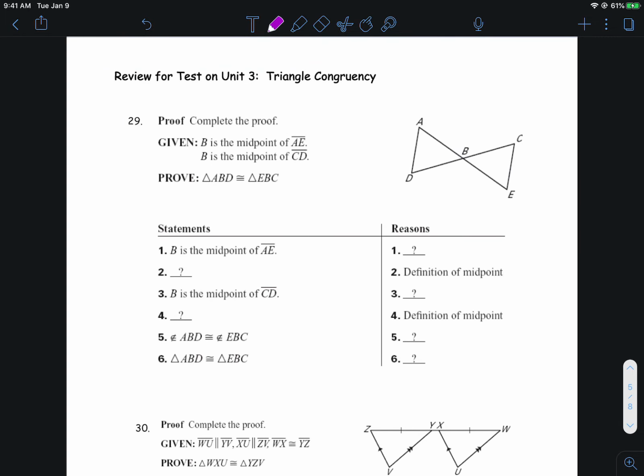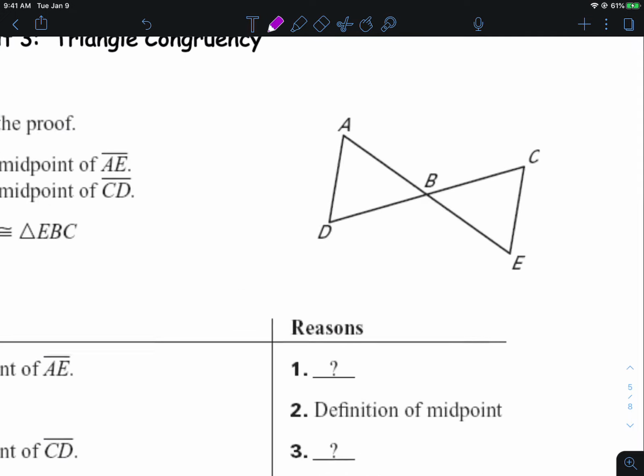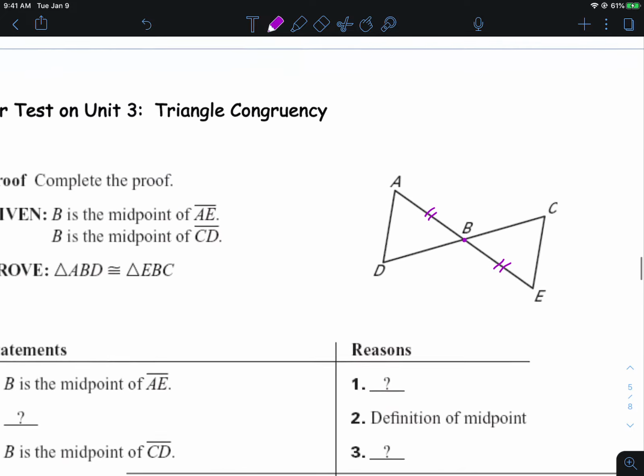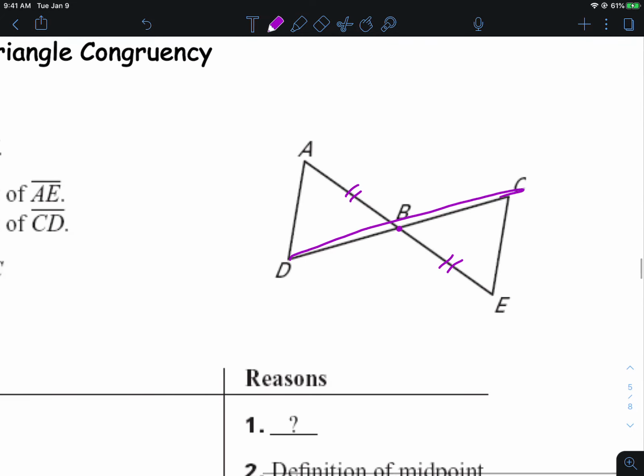Okay, next one here. What are we doing here? B is the midpoint of AE. B is the midpoint of CD. We're going to prove that the two triangles here are congruent. So if B is the midpoint of this entire AE side, that means that these two little pieces here are congruent. That means it's got to be cut in half right there. Okay, and then if B is also the midpoint of CD, this full side right here, that means that these two little pieces here are going to be cut in half. So we can go ahead and mark those congruent.